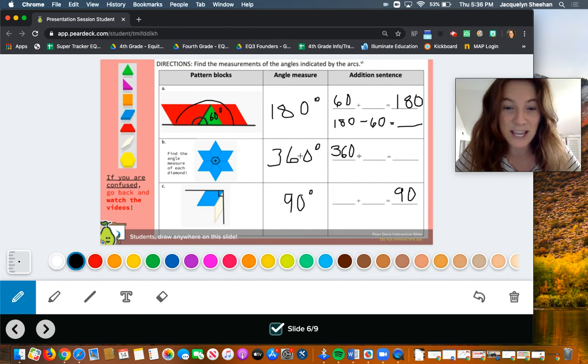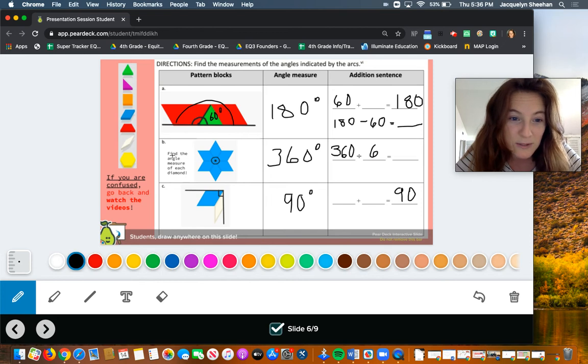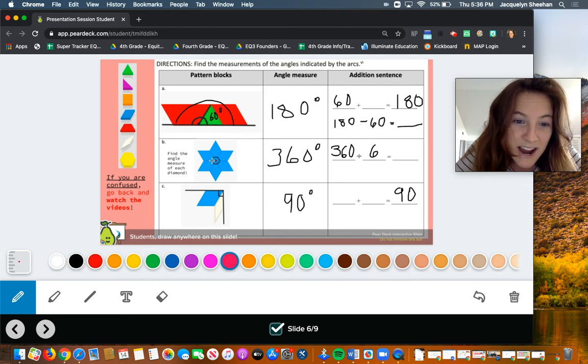Then for the second problem, 360 degrees, you had to notice that this time there was the same shape. It is equally shared among these 1, 2, 3, 4, 5, 6 diamonds. So that means it would be 360 divided equally among these 6 little parts. So what I was looking for, if you read the directions, find the angle measure of each diamond.